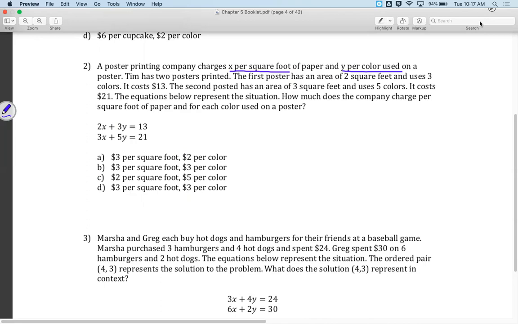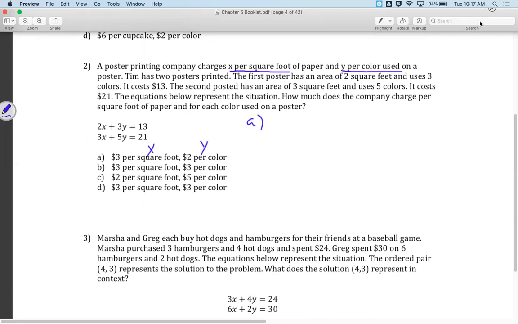The second poster has an area of 3 square feet and uses 5 colors. So that costs $21. That was 3x plus 5y equals 21. The equation below represents the situation. How much does the company charge per square foot? So again, first column is X, second column is Y.